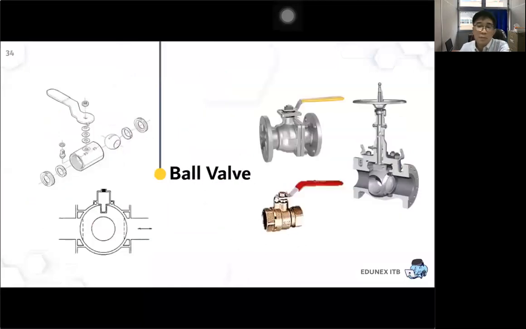Okay, the most common one that you might be using at home is called the ball valve. Why is it called a ball valve? Because the inner part looks like a ball. So you have a ball shape, but in one part, the ball has a hollow inside the body. So by changing the position of the ball, you can change how much the fluid can flow into the valve and into the pipeline.